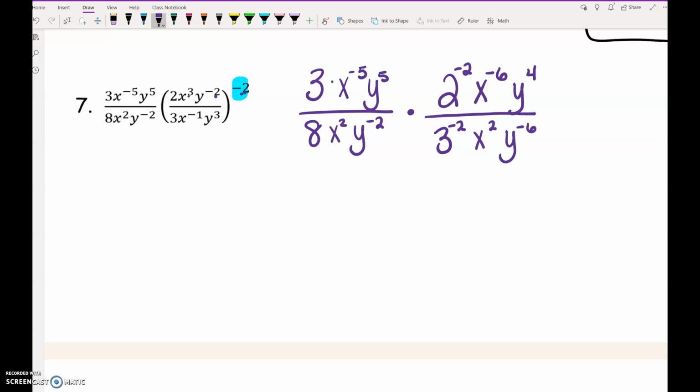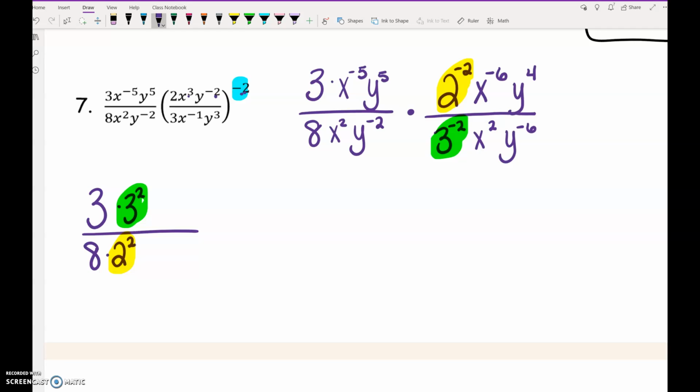So I would really like to combine things, but the problem I have is that I can't combine the numbers because that's 2 to the negative 2. What needs to happen with that 2 to the negative 2? It needs to go to the bottom. So I've got 3 and 8. This needs to become 2 squared on the bottom, and this 3 to the negative 2 needs to become 3 squared on the top. So let me highlight. This moved here, and this thing moved here.